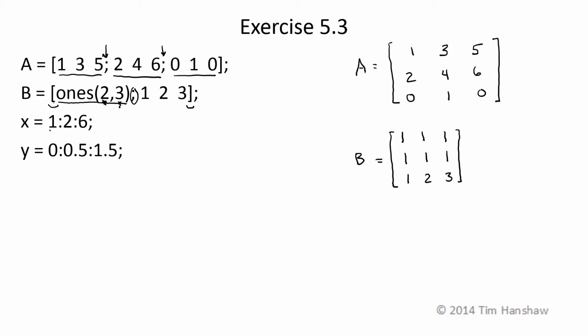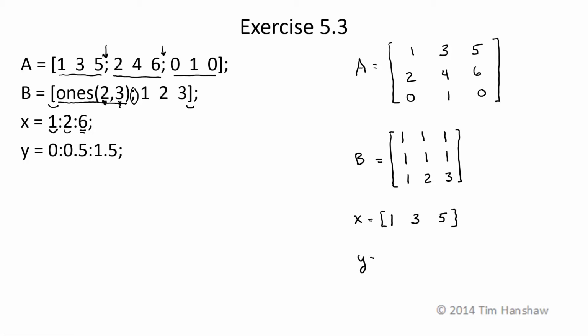The X array starts out at 1, it increments by 2s, and doesn't get larger than 6. So X is going to be a row vector because that's what MATLAB creates by default with the colon notation. First element's 1, 1 plus 2 is 3, 3 plus 2 is 5, 5 plus 2 is 7, which will be bigger than 6, so we stop at 5.